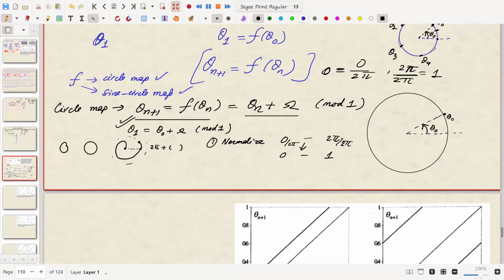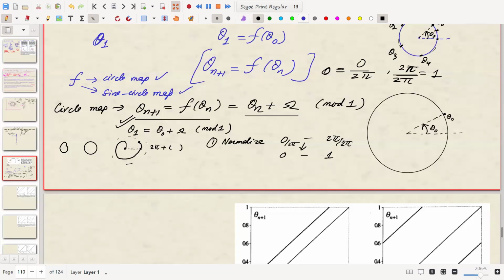Yes, pi by 2. If it is 1, it should mean 2 pi. You are dividing by 2 pi, right? If it is 1 and you are dividing by 2 pi, then the numerator should be 2 pi. So the angle should be 2 pi, like that. If it is 0, it is 0. It is at 0. 0 by 2 pi is 0.